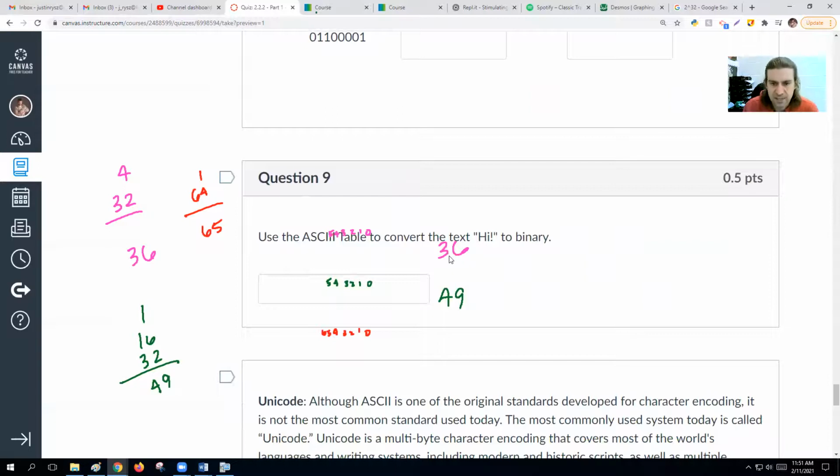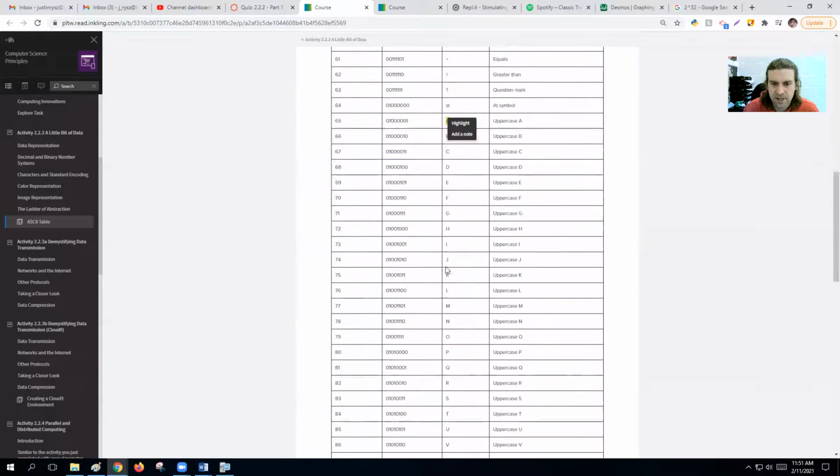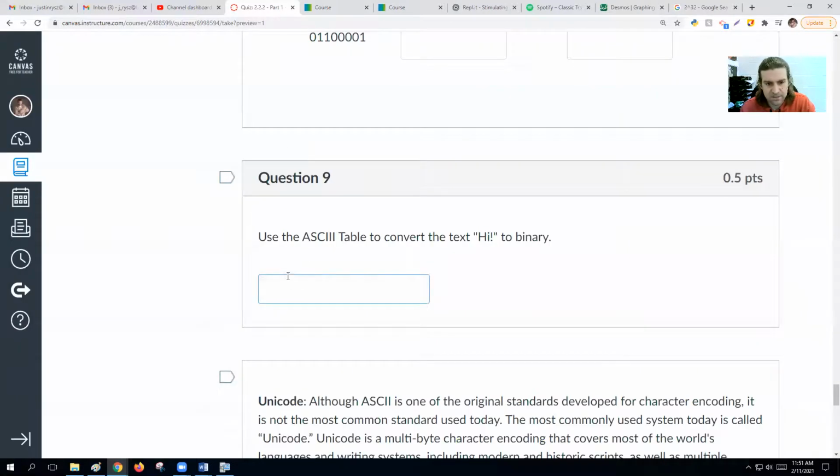Now, how do we convert "Hi!" to binary? We have to go through and look at each one of these symbols by itself. We have the capital H, lowercase i, and then the exclamation point. Looking at our chart, where is the capital H? Capital H is right here. I'm going to copy that in here, paste it.